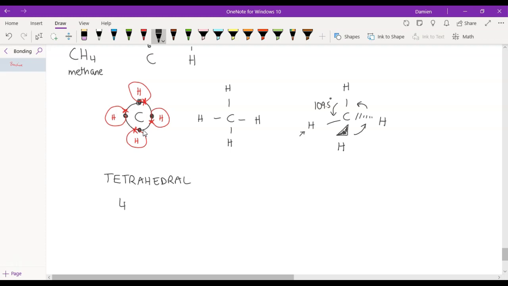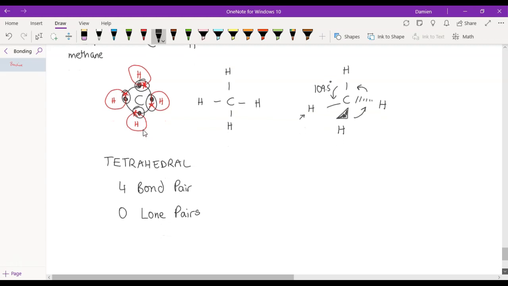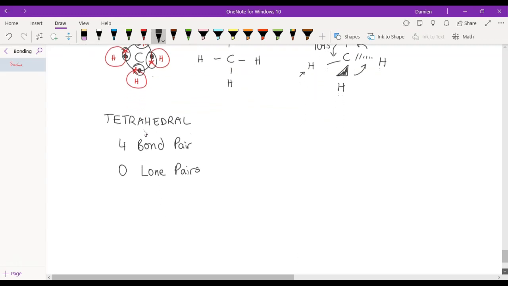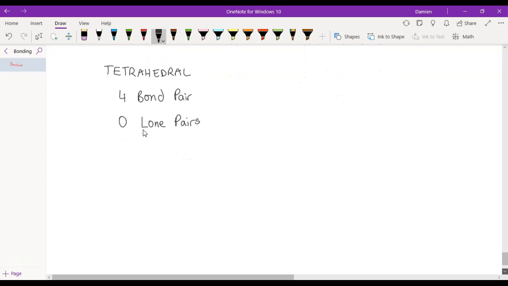And in this one, we have got 4 bond pairs. So we have 1, 2, 3, 4 bonds, 4 bond pairs, and 0 lone pairs. We've got, again, in this one, we have no lone pairs. 0 lone pairs. The next one then that we're going to have a look at is ammonia, NH3.